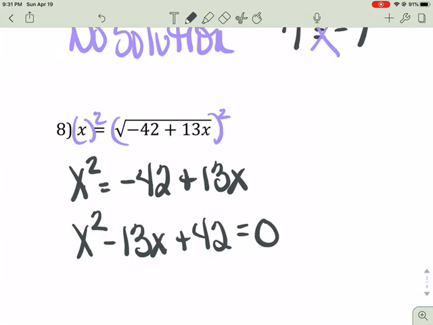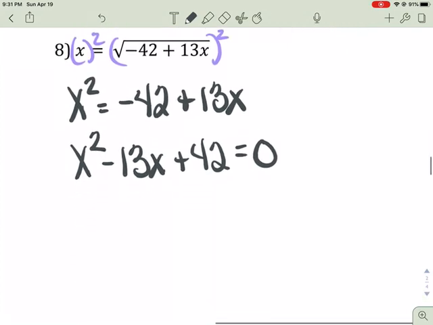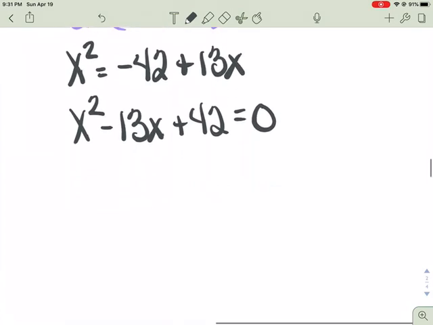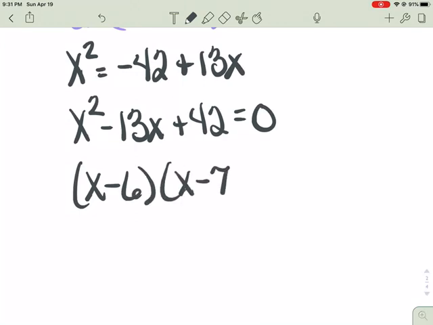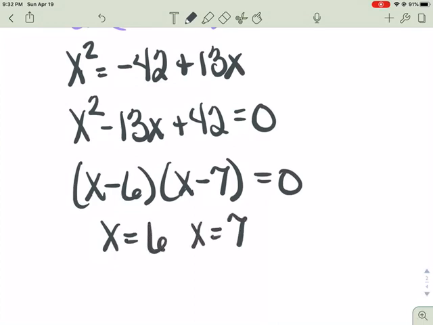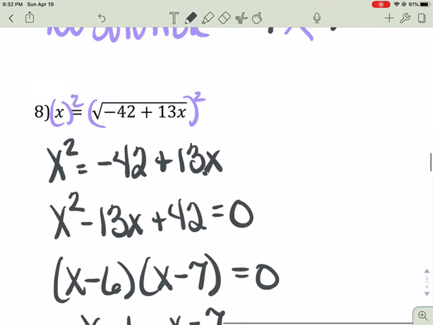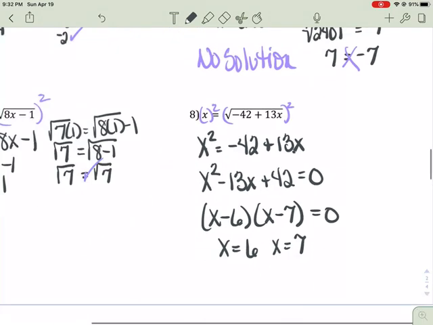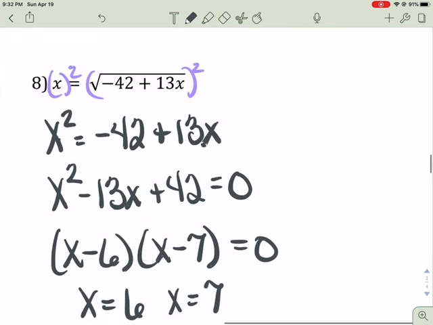You have choices again. You could factor or you could do the quadratic formula. But I believe this factors. Factors of 42 are 6 and 7. So we get x minus 6, x minus 7. Solve both. So we get 6 and 7. The question is, are both a solution to the original problem? So we got to come back up here. And we do have to do both of them.